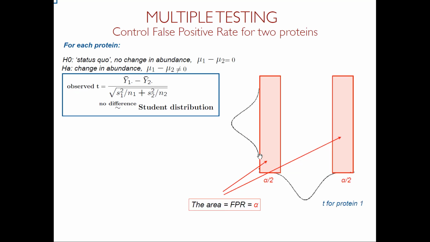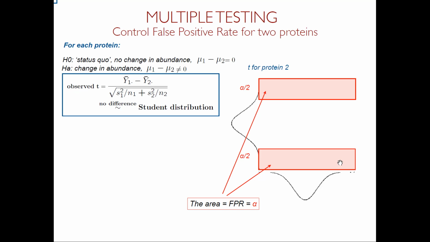So is this clear? For one protein, we have our rejection region. The probability of false positive is alpha, because we say this area under the curve is the probability to claim we reject the null hypothesis when in fact the null hypothesis is true. So these are false positives. And we do it no matter what happens for protein 2. We do it for protein 1. Same thing for protein 2. So we compare this to this reference value, reject the null hypothesis with probability 5% of false positive, regardless of protein 1.